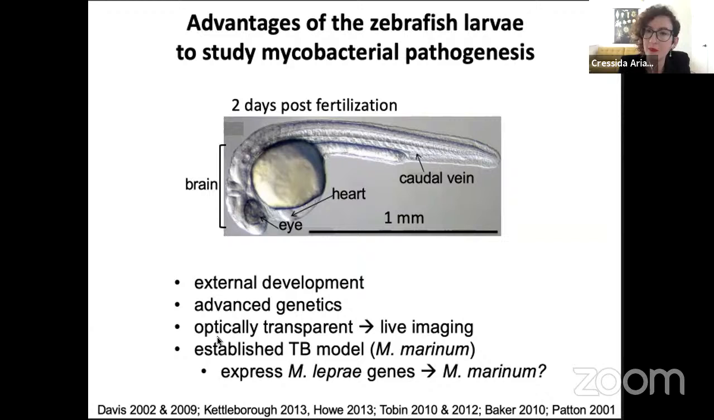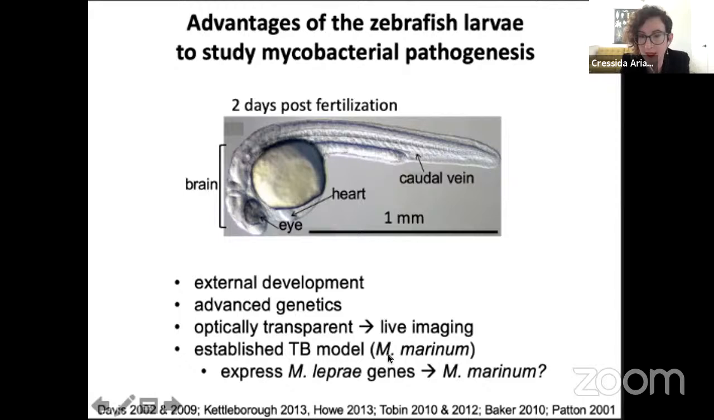Because these animals are completely optically transparent, you can see right through them like they're glass. That means we can do really nice intravital imaging at any location within the nervous system of this animal. We can also use that to watch infection or at least the early events. And most importantly, this is already an established model for TB pathogenesis using the fish pathogen Mycobacterium marinum.